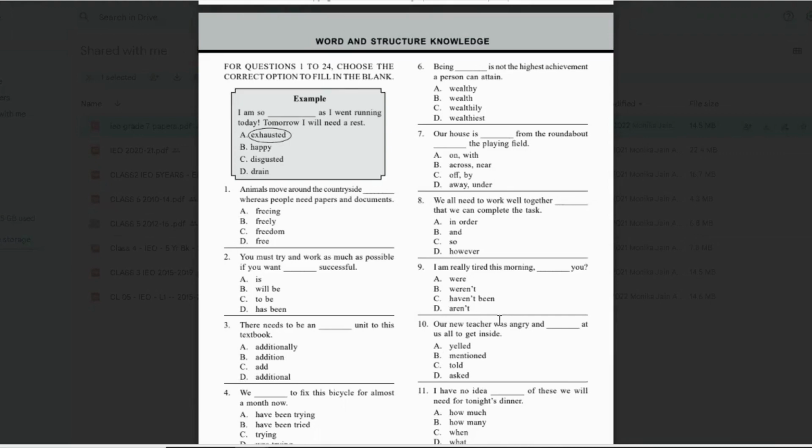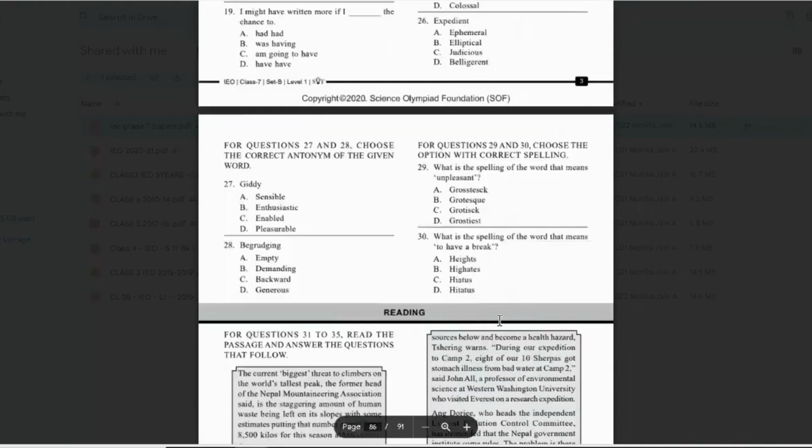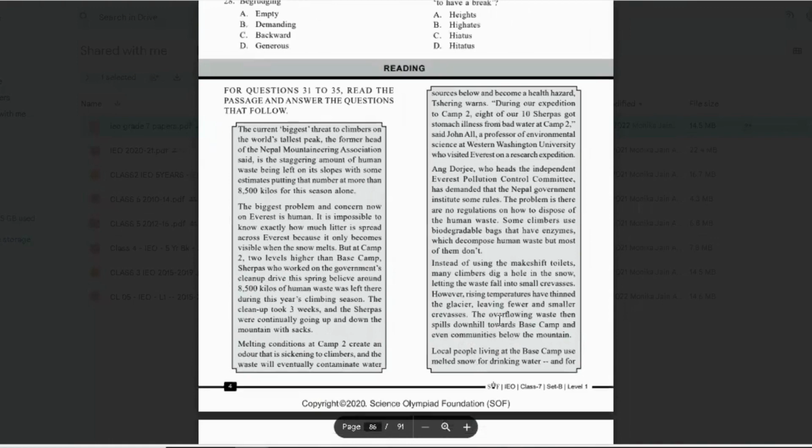In this paper, we'll have 50 questions and the total time allotted to solve this paper is 1 hour. And in this paper you will have 4 sections. The first section is about word and structure knowledge. It means you'll get questions from grammar and vocabulary, so around 20 to 25 questions you'll be getting in this first section.